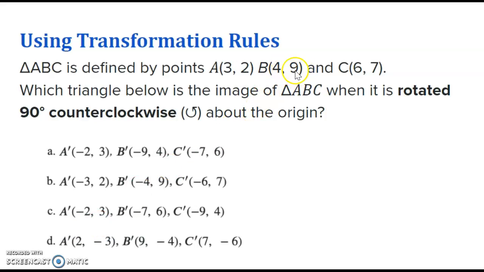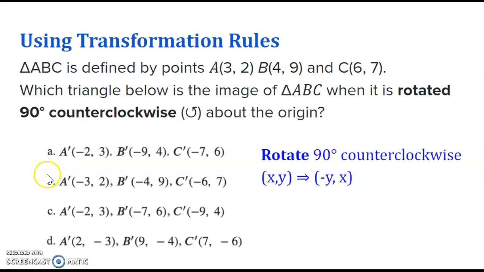Okay? And this one, likewise here, it's going to be 9 and 4 here, 9 and 4, but the 9 is going to be negative 9 and 4. And then 6 and 7, instead of 6 and 7, it will be 7 and 6, and 7, 6 will be negative 7, 6. So A will be the correct answer.